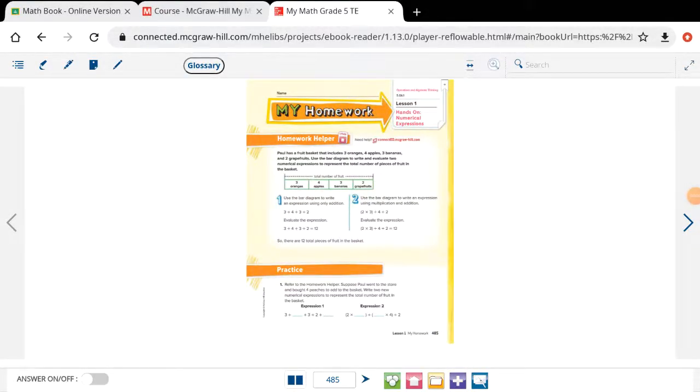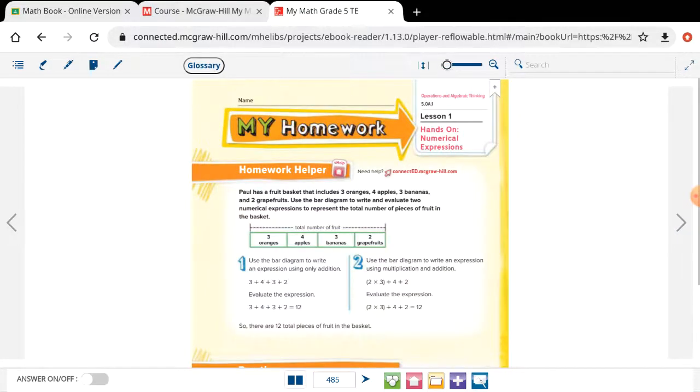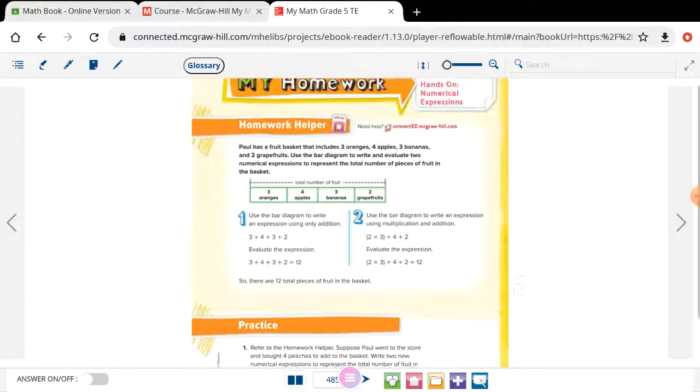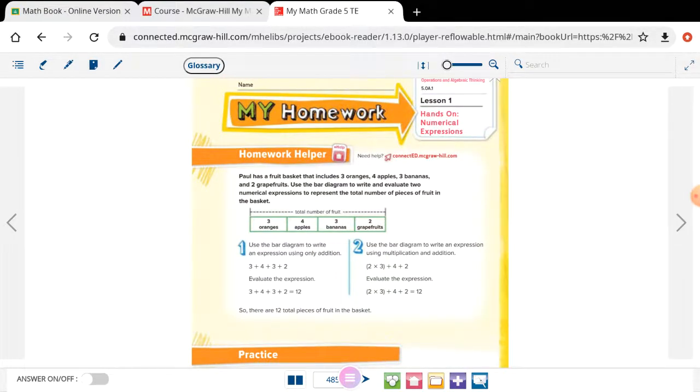What made last night's homework challenging? Fisher? Okay, yeah, the first one you had to read the words that went along with it because number 1 said, refer to the homework helper, which is this problem up here. So you had to use this bar diagram. You also had to kind of understand what the bar diagram was showing.